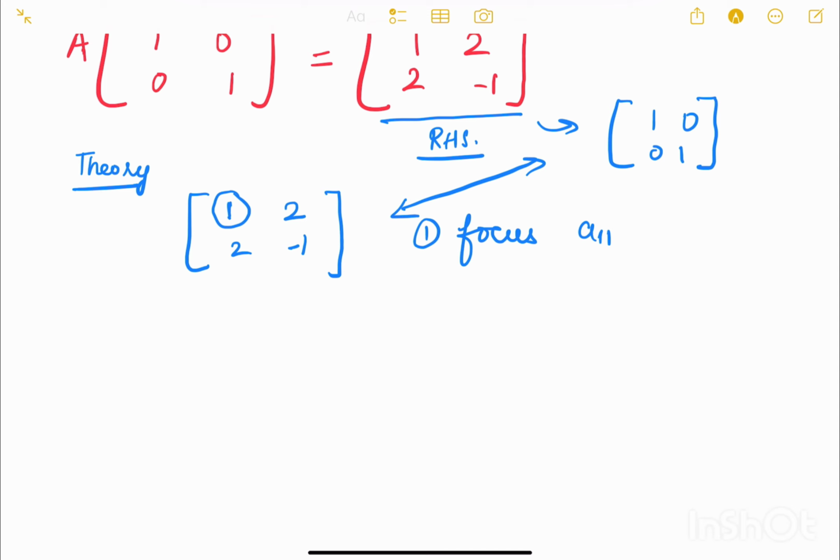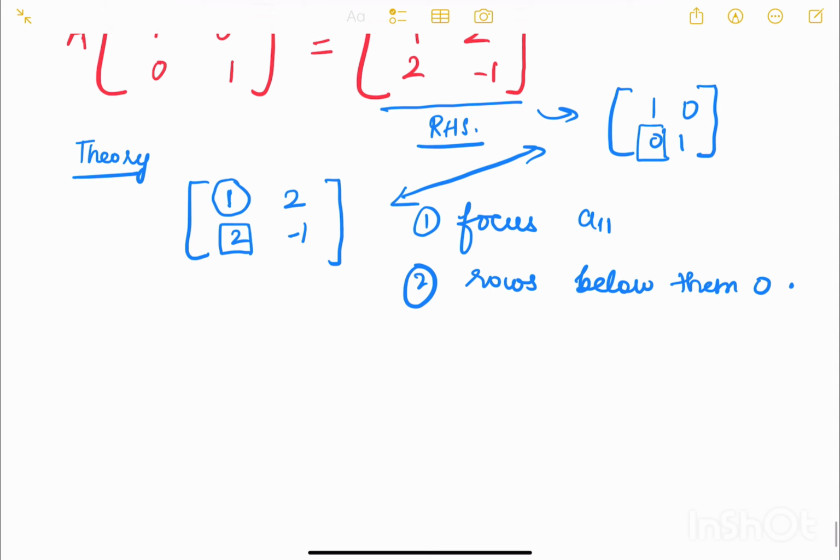Then we need to make the rows below it 0. Why? Because if you focus on the identity matrix, the value below it is 0. So I need to make this 2 as well 0. Okay. After I make this value 0, and after I'm done with the rows beneath it, I will move to my next diagonal element, which is A22. Because in a 2 cross 2 matrix we have only two diagonal elements, A11 and A22. So first we focus on A11. We will make everything below it 0. Then we will move to A22. Then, like I'm just making it a triangle.